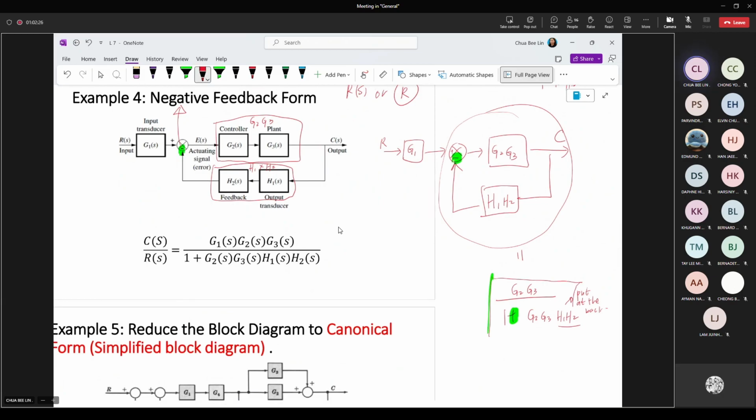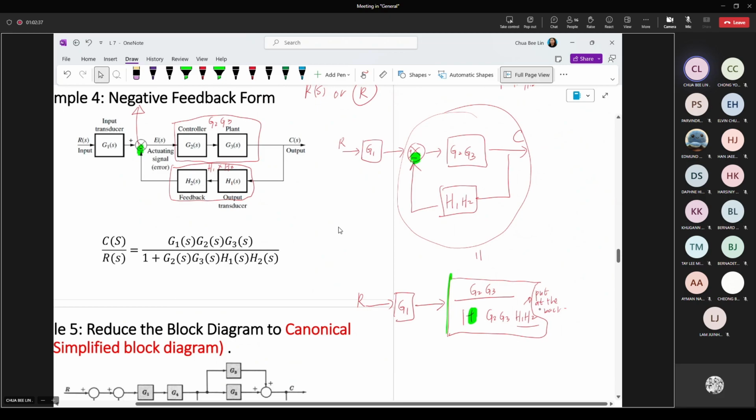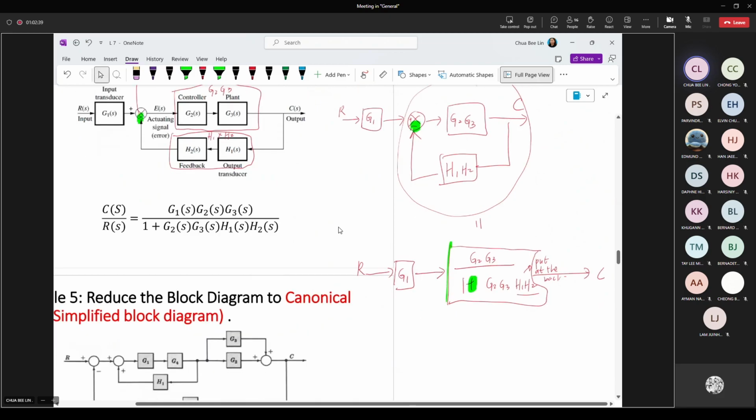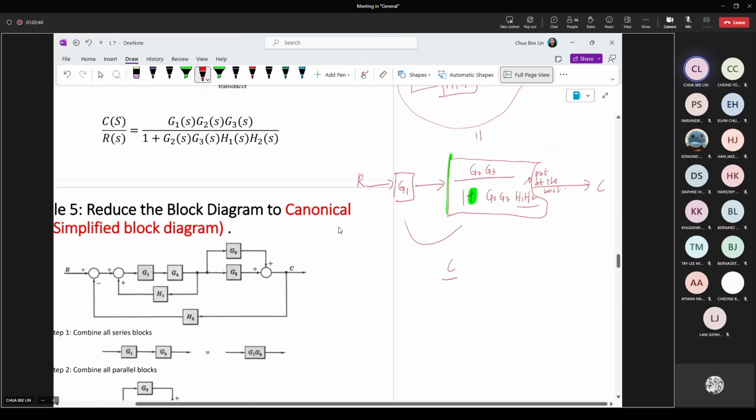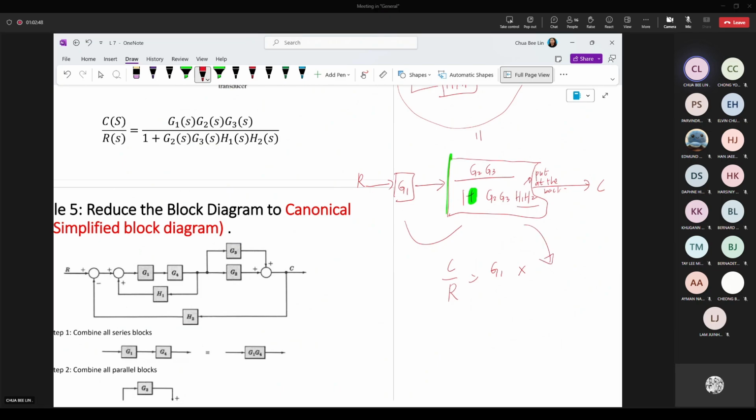So in your final exam, maybe you can just put a block over there so it can save your time. Then you can continue to solve all the unsolved blocks step by step. So this one is R. Then finally here is your C. So this one is side by side again, right? So finally we get your C over the R equivalent to G1 multiplied with all of this. So this will be the answer.